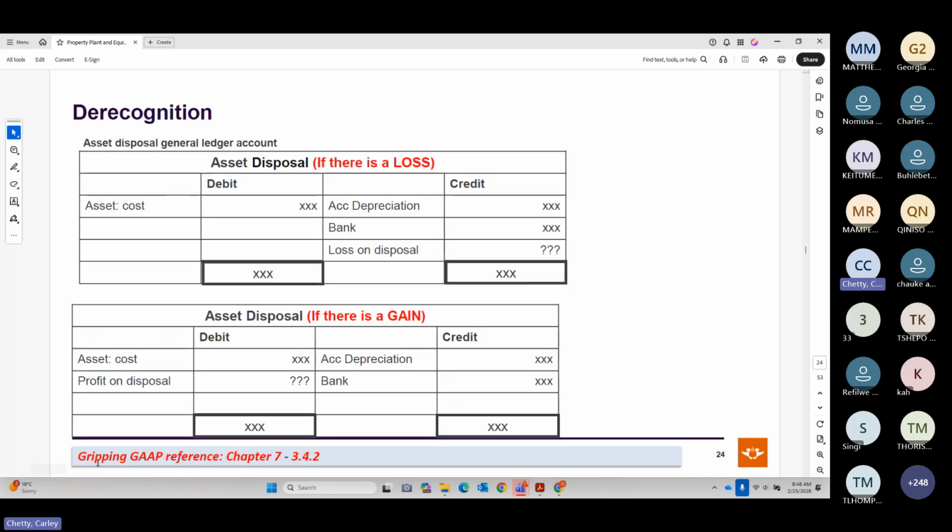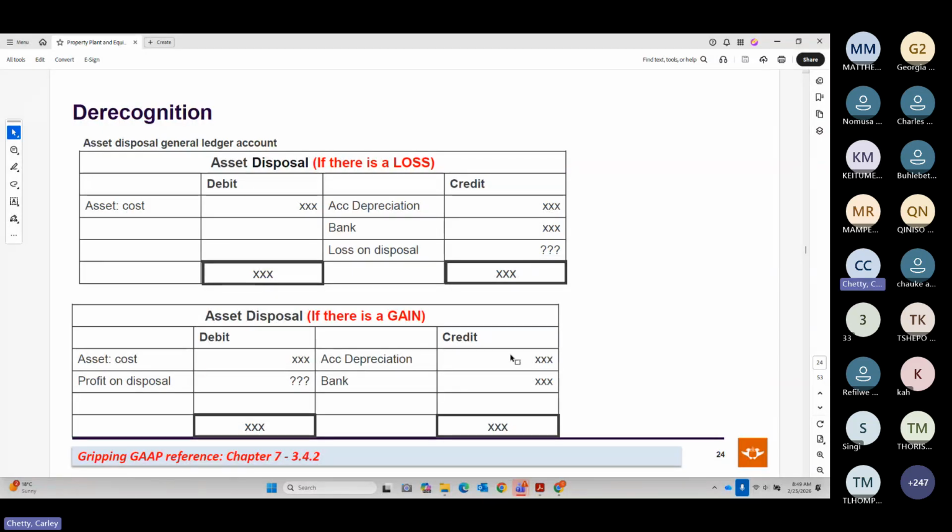So if we have a situation, a disposal which results in a loss, our asset disposal account is going to be the first one. So here you can see that we are debiting the asset disposal account with the cost of the asset, and we are crediting the asset disposal account with the accumulated depreciation and the bank. And then in this scenario, the carrying amount is greater than the proceeds, so we have a loss on disposal. And this loss on disposal is credited in the asset disposal account, and it's an expense.